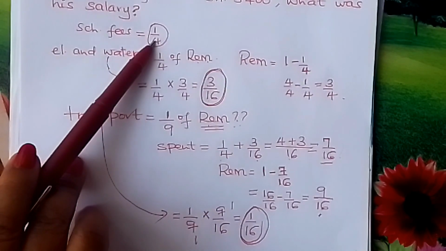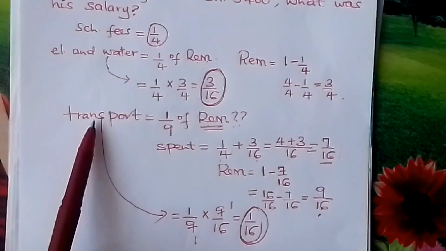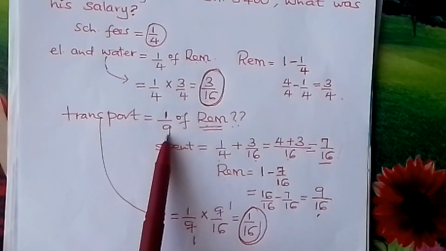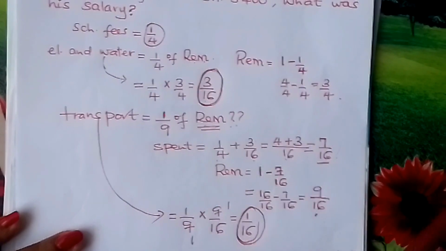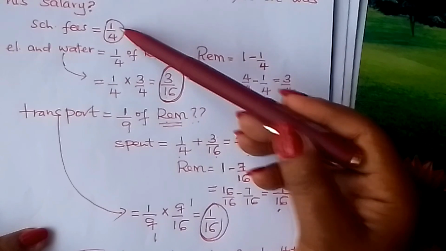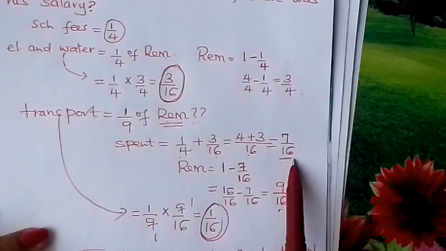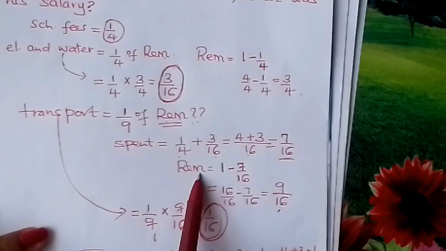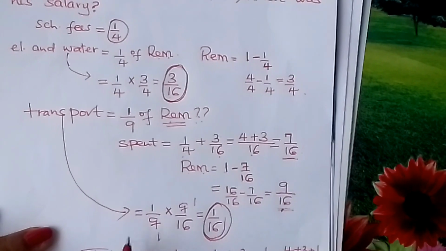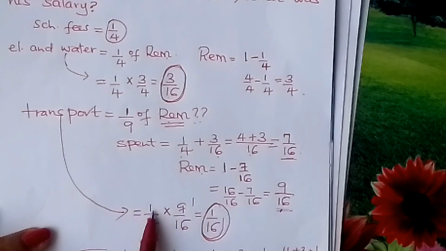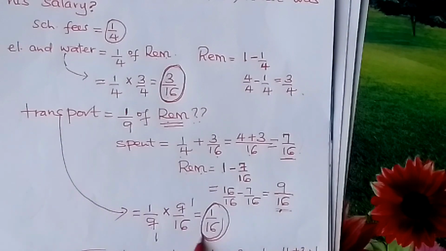So he has spent a quarter on fees and this on electricity and water. Then transport, we are told 1 over 9 of the remainder. So what is the remainder as per now? He has already spent a quarter and 3 over 16. So you add them, you get what he has spent. So what is the remainder again? 1 minus 7 over 16, which is this. And so what is the transport? 1 over 9, look at that, times the remainder, which is this.